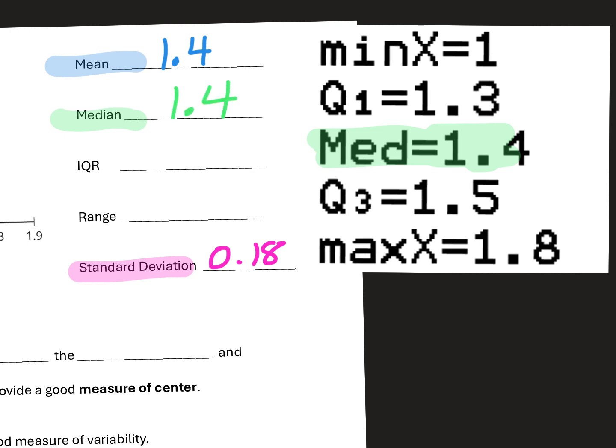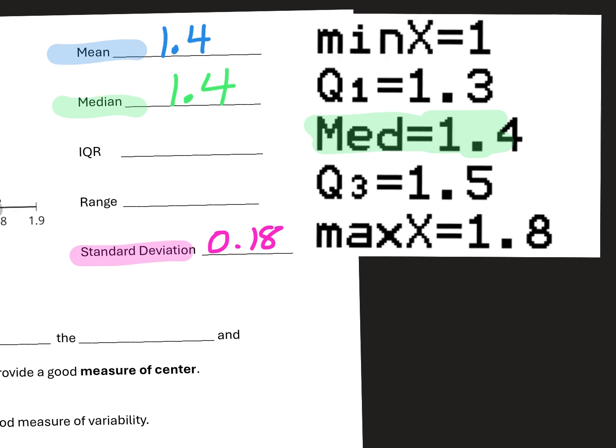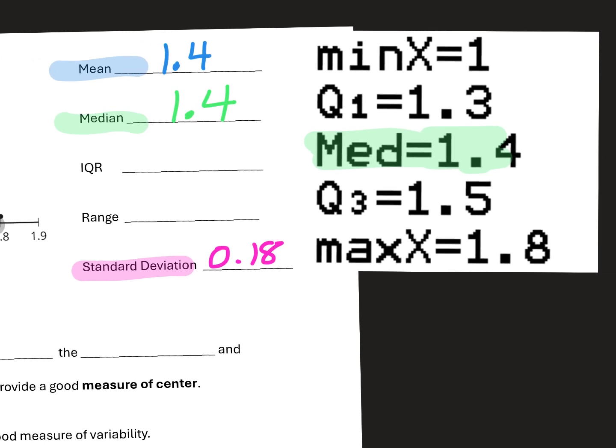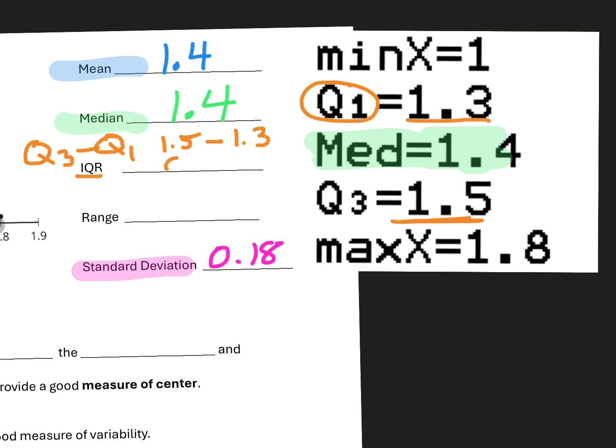Then remember, if you use the down arrow on the graphing calculator, here's the median, which is 1.4. And the calculator doesn't automatically give you the IQR or the range. However, it gives you enough information to figure it out yourself. So remember that the IQR is your Q3 minus your Q1. In this case, our Q3 is 1.5. We're going to subtract our Q1, which is 1.3, which means that my IQR is 0.2.